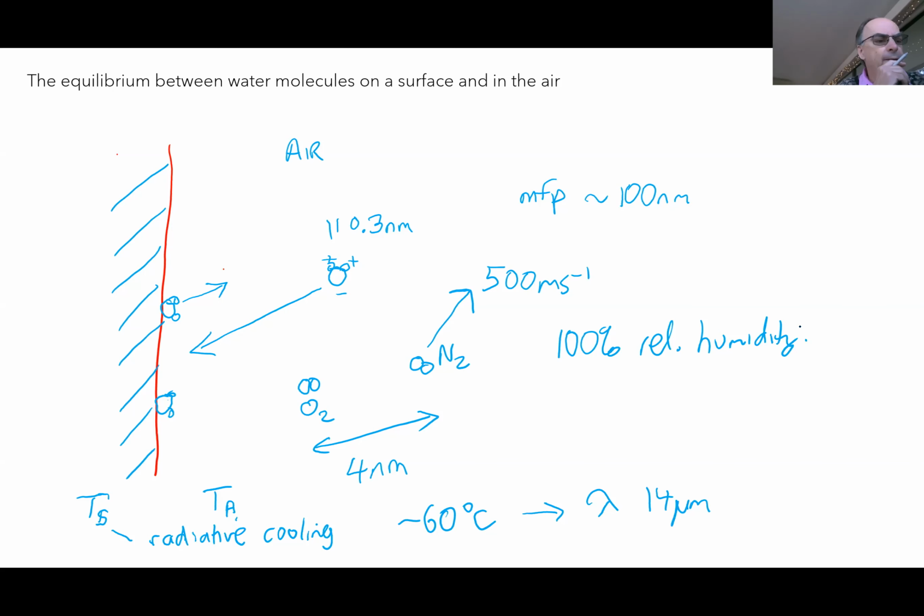So what can you do about that? Well, you can heat the surface up, and you only have to get it to ambient or just maybe a degree or so above, and the water will sublime.